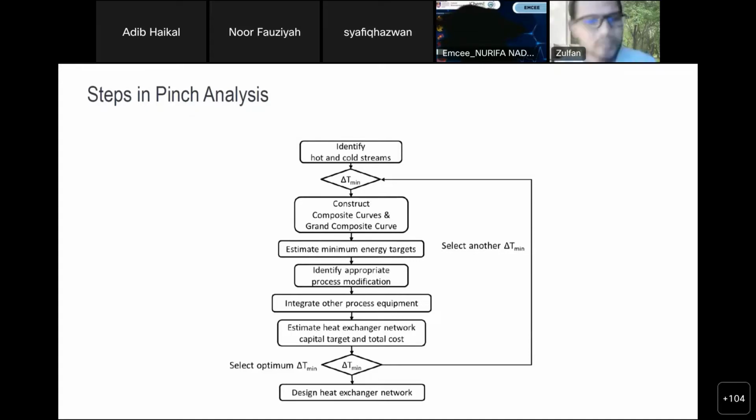And then when we select which delta T min they would like to pursue, we evaluate the modifications that we could foresee, and then we can move on to design in detail the heat exchanger network. Go to next slide.